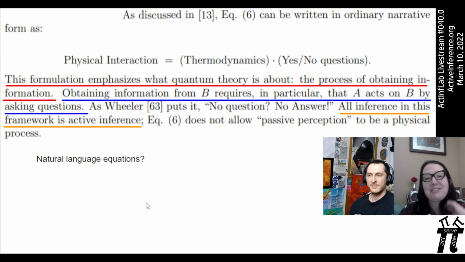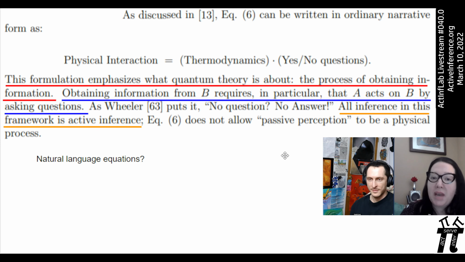It's cool. The authors say this formulation emphasizes what quantum theory is about: the process of obtaining information. Obtaining information from B requires, in particular, that A acts on B by asking questions. As Wheeler puts it, no question, no answer. All inference in this framework is active inference. Equation 6 does not allow passive perception to be a physical process.